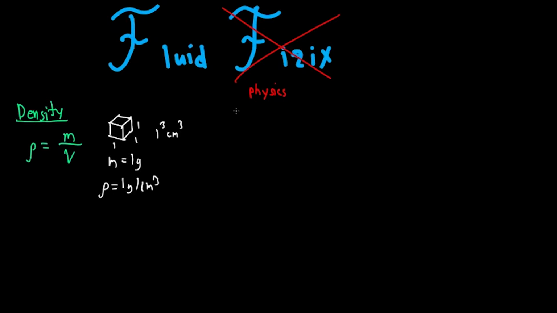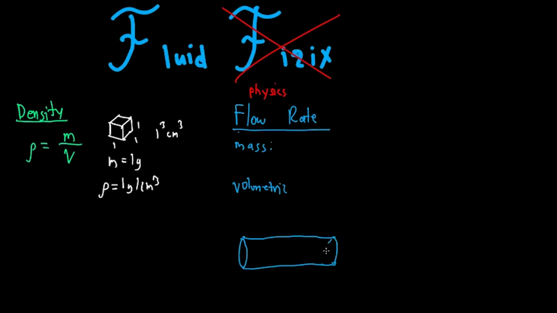And what else can we talk about? We can talk about flow rate. And with flow rate, there's two types. There's mass flow rate and volumetric. Okay? So what do I mean by that? So let's say we have a fluid flowing through a pipe. So I'm going to draw a horizontal cylinder. So this is my pipe. And some fluid is going in and out of the pipe. Okay, so this has some flow rate.